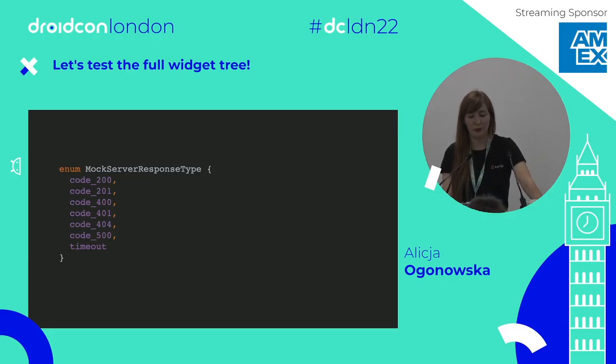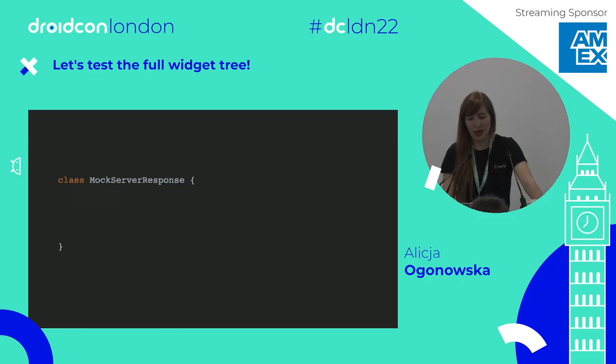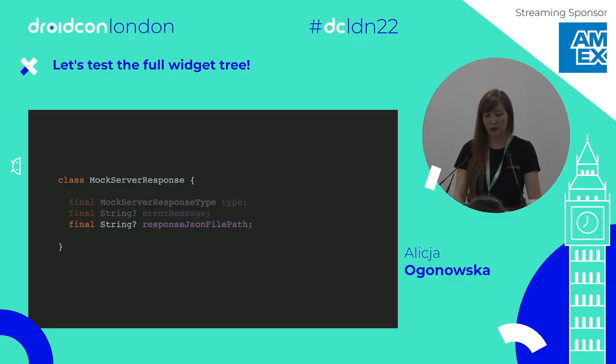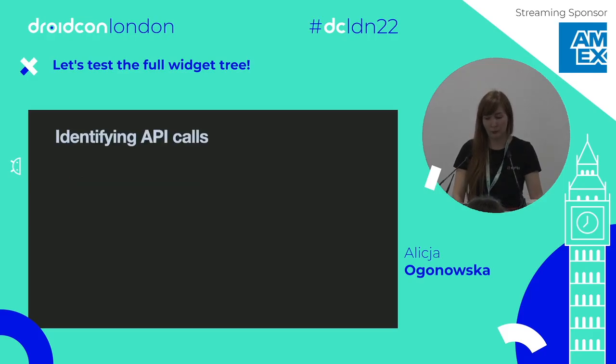Surely you should aim for mocking them all. I will keep it simple. And when it comes to the mock server response, it should contain a type, so a code, an error message, if it will be an error response, and also I will be returning the path to a JSON where I will store the successful response.